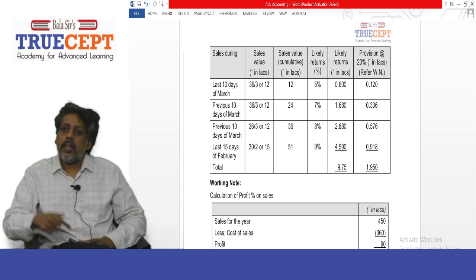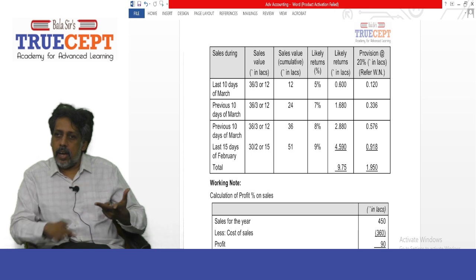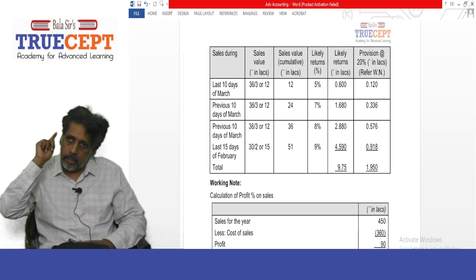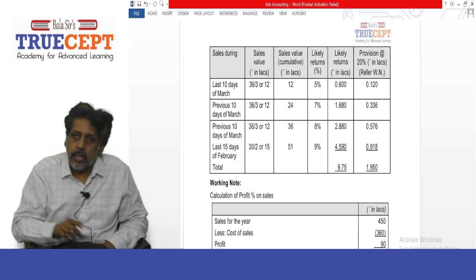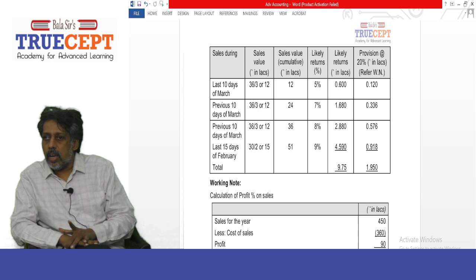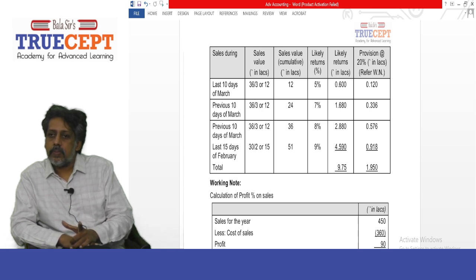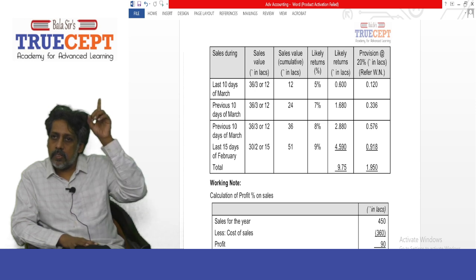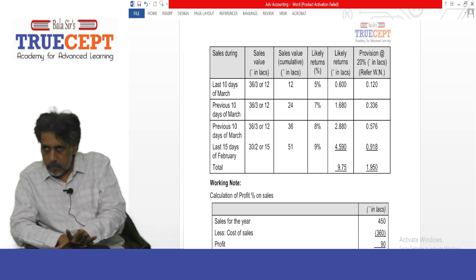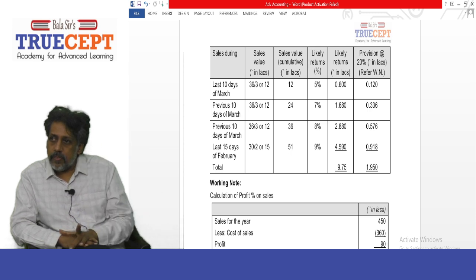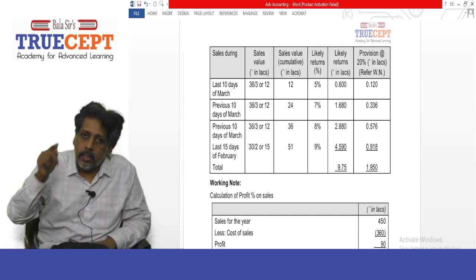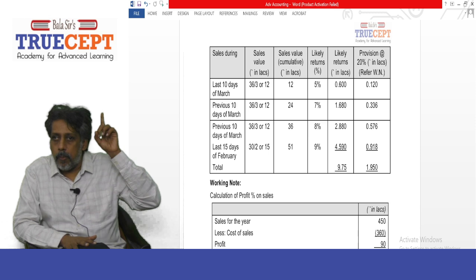And apart from that, the other three. You take 15 lakh sales for the period between Feb 16 and Feb 30. And what is the cumulative? In all, 51 lakh. On that, what is 9%? 4.590. Very good. On that, 20%: 0.918. That's it. Now you should total the last column. That will suffice actually. 1.95. And don't bother about the 9.75 lakh. You bother about 1.95. That is a profit you will not realize. So you have to make a provision for that.